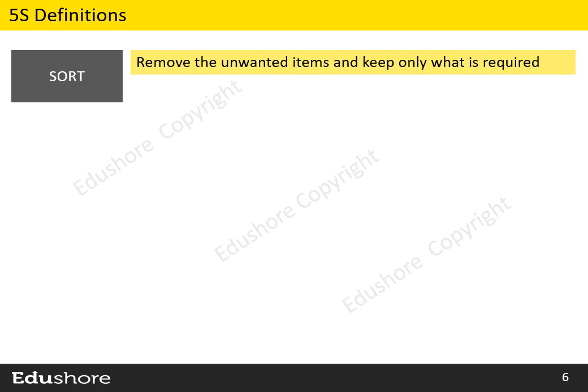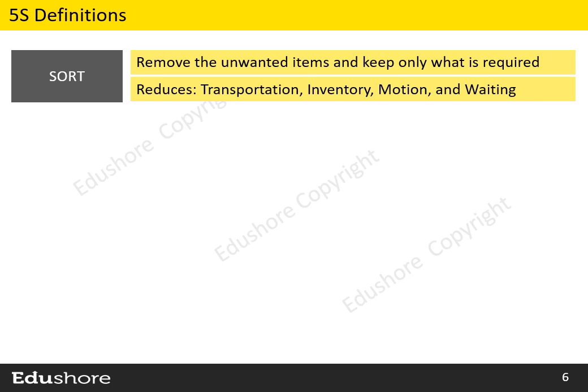Here are the definitions of 5S. The first S is sort. Sort implies sorting out or removing unwanted items and keep only what is required. When we sort the materials properly, we reduce transportation, inventory, motion, and waiting waste.